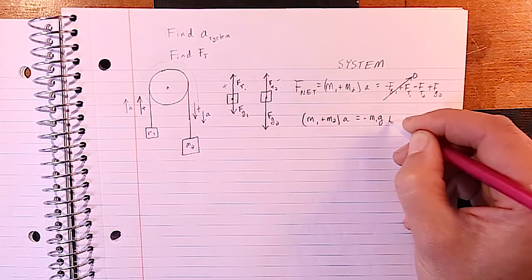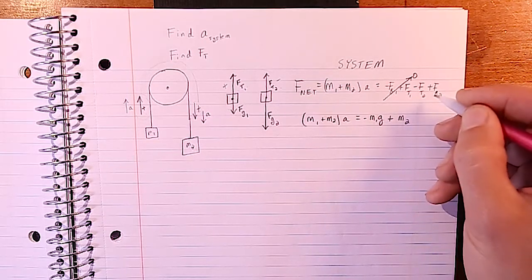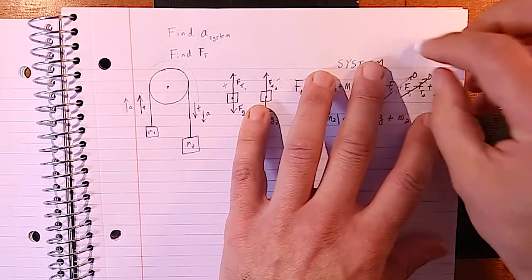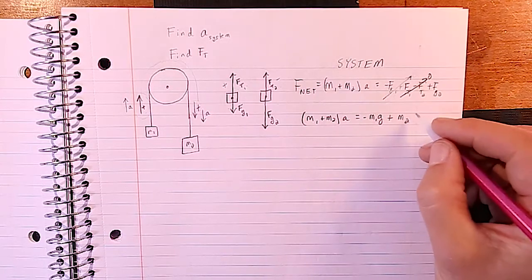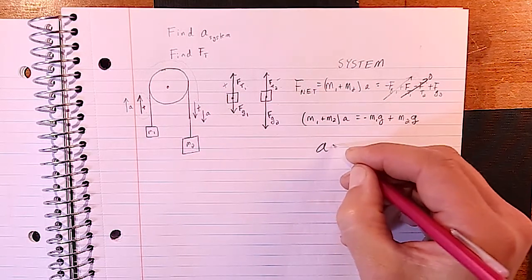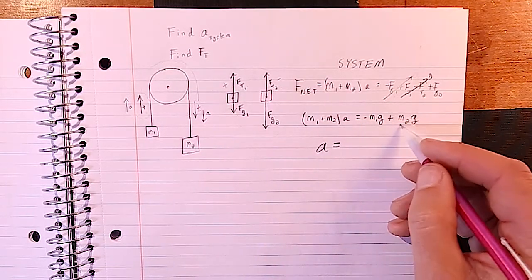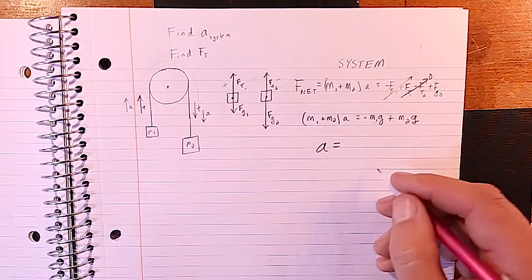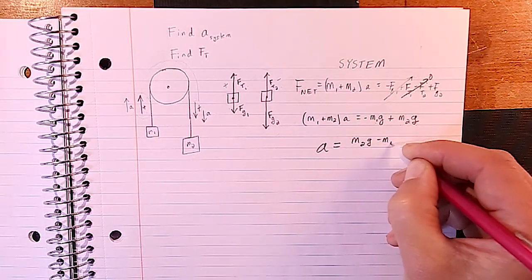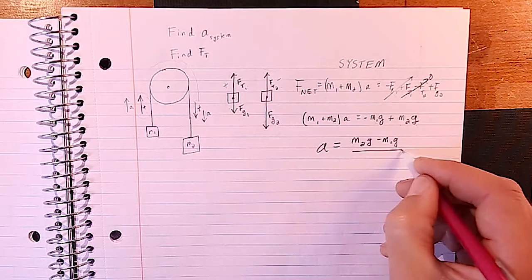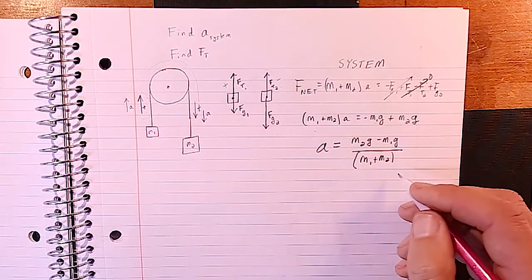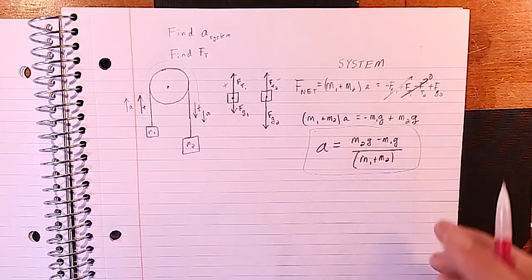M1g plus M2g. Oh, I crossed that out here. That should have been like that. M2g. So now we can solve for acceleration. So acceleration, I'm going to switch these and say M2g minus M1g, subtracting, dividing through by M1 plus M2. So now we have an expression for the acceleration.